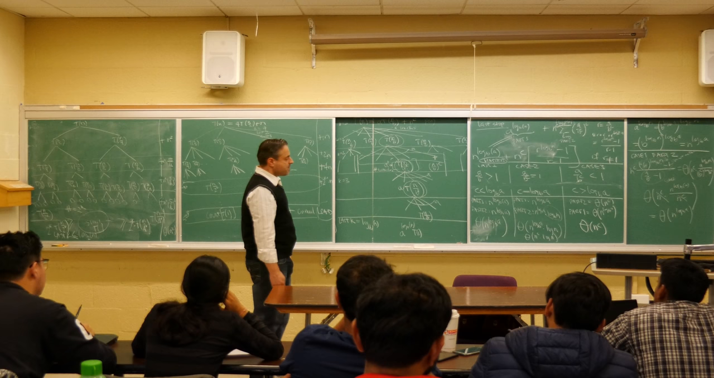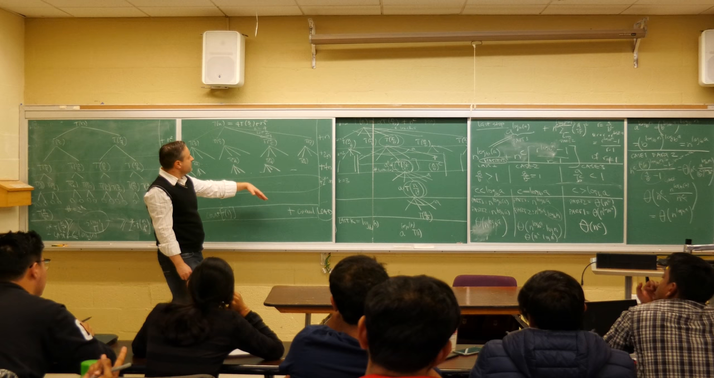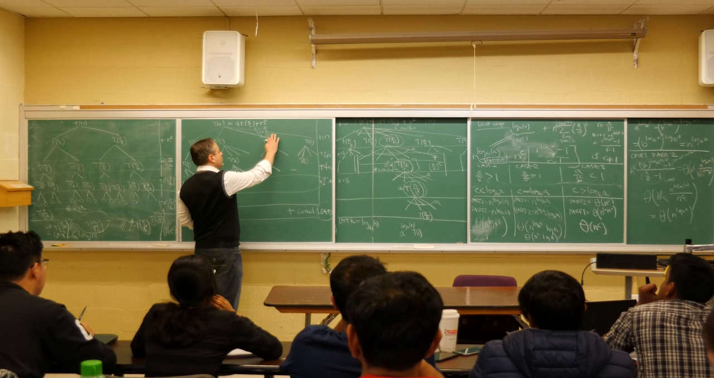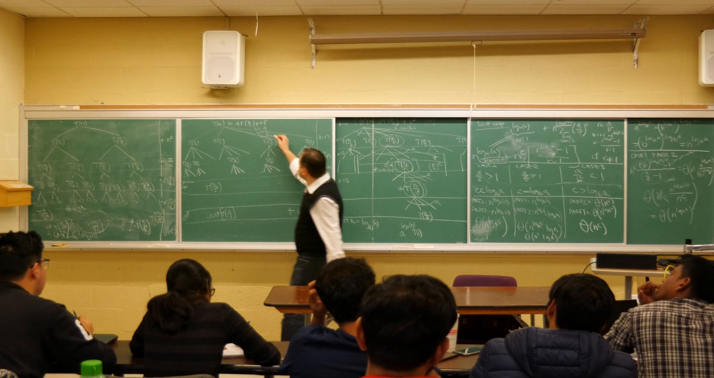It's this one here. What if I have n squared? That's not this anymore. What would be a? 4. b? 2. c? 2. What case is it now? Log base b of a is 2. 2 is the same as c. So the answer would be? This would be theta of n squared log n.